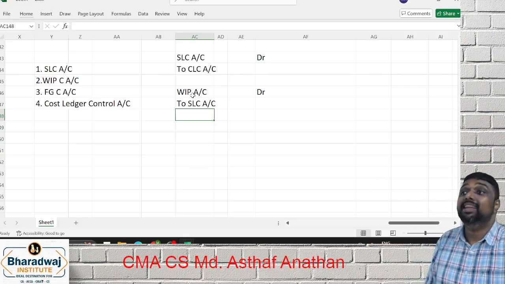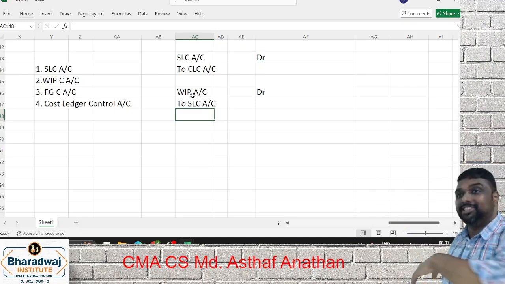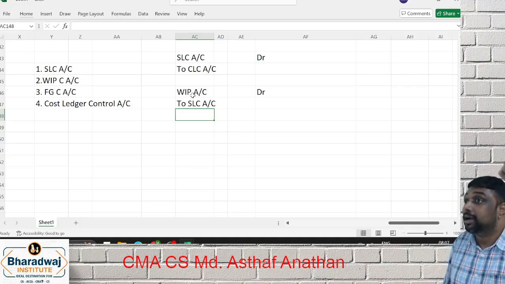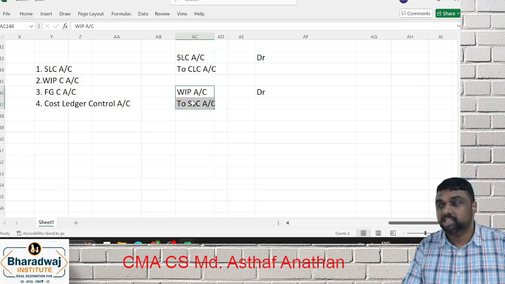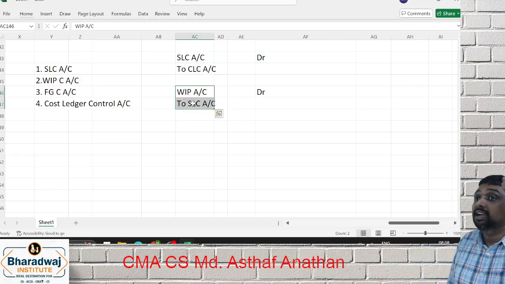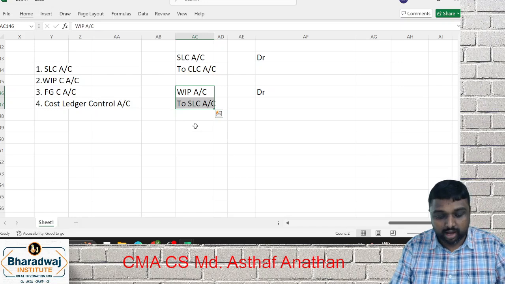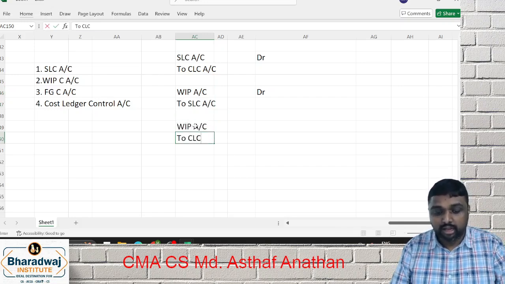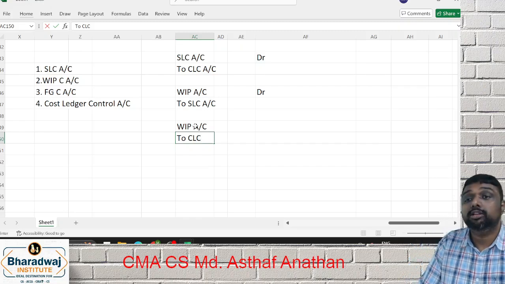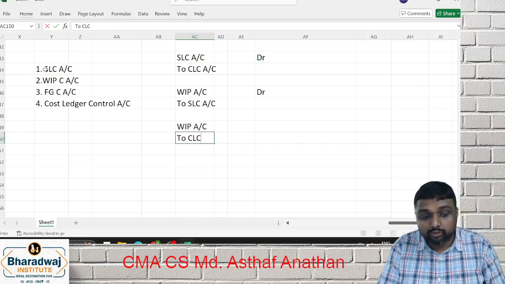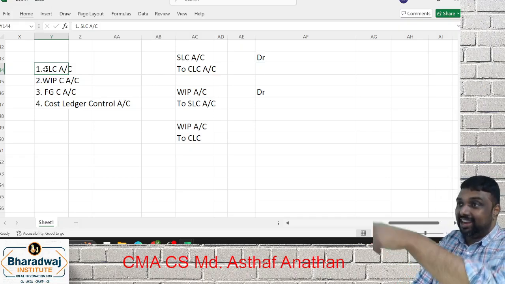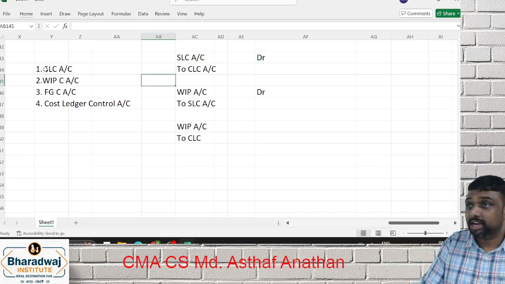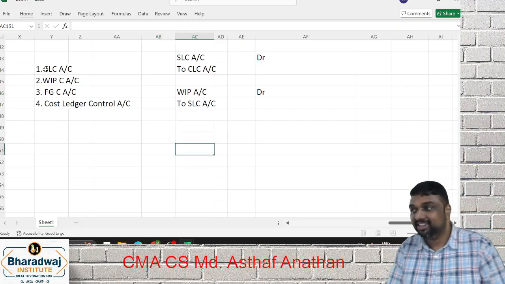Next one, material directly purchased for production. In the first case, material is brought to stores and from stores you are issuing. Next, material you are purchasing directly for production. So wherever it goes to production, WIP account, you are paying the payment to cost ledger. When the material is kept in the stores department, it will come to stores ledger. If you take it directly to production, it is called cost. Correct or not? See how interesting, my dear friends.